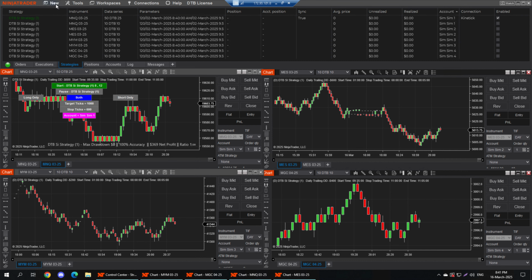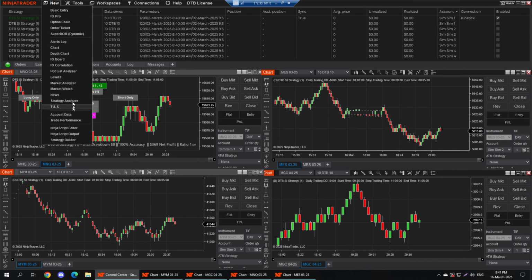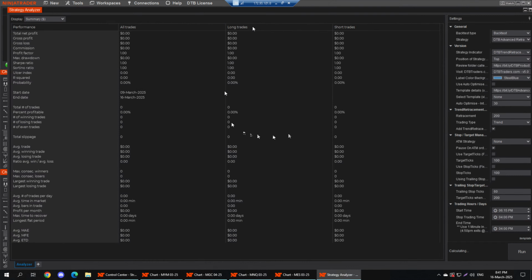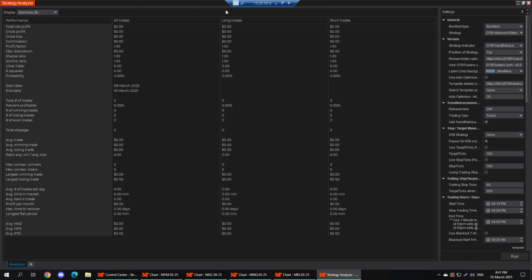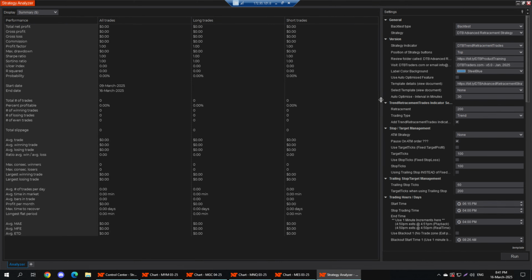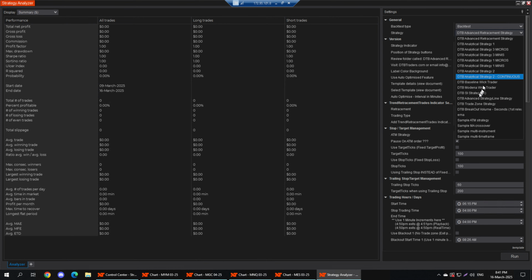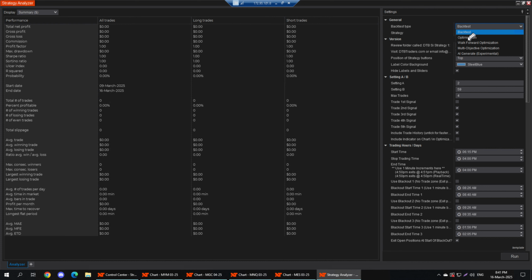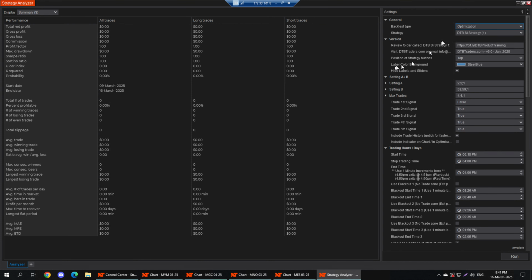Okay, so let's go to a new strategy analyzer. Let's have a look at this. We're going to quickly run through one optimization because this is going to help you guys work with your own optimizations. This is also really good for the Jumpstart members who can work with optimizations. So we're going to choose the SI strategy over here. We're going to select optimization.